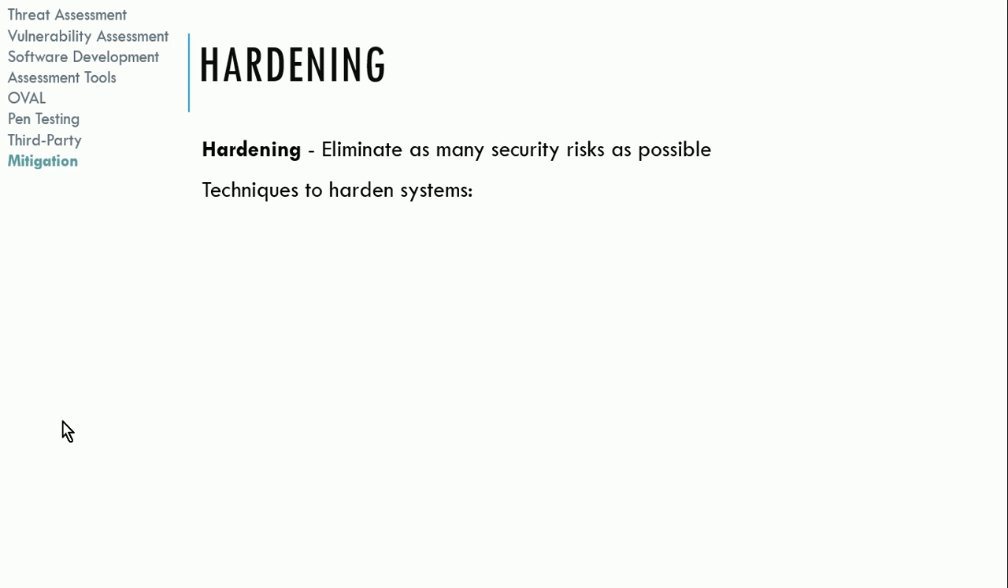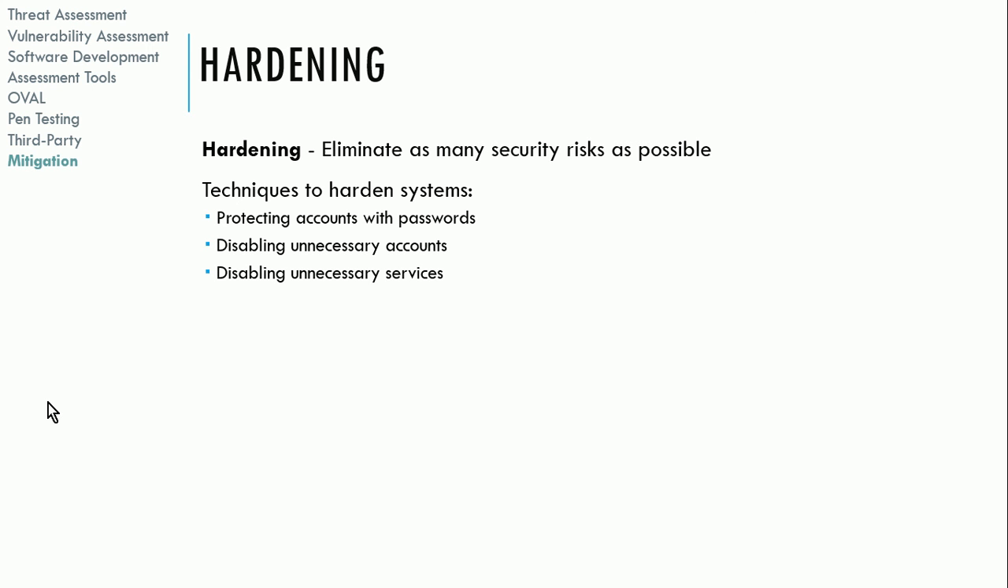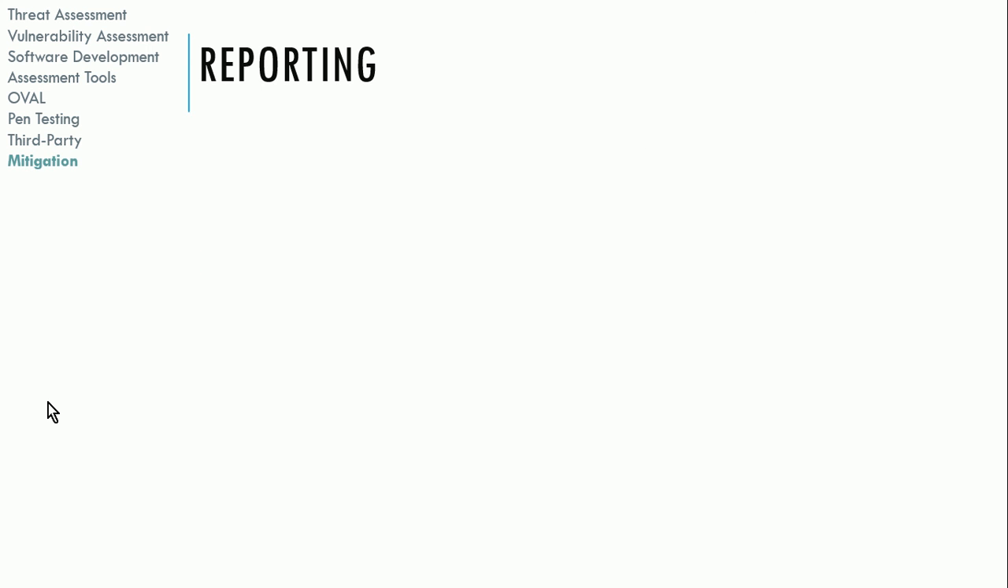Another technique that we have available to us is hardening. Hardening is the process that we use to eliminate as many security risks as possible. And we've talked about hardening before, in both our application software and system software sections of this course. I talked about how we evaluate systems and try to protect them from attack by hardening them: protecting user accounts with stronger passwords, disabling unnecessary accounts, turning off ports and services that are not needed, turning off any unneeded management interfaces and applications, removing anything that you don't need as part of that hardening process.